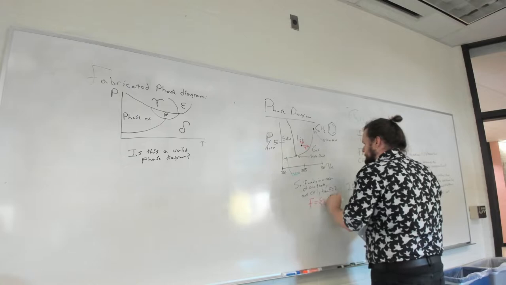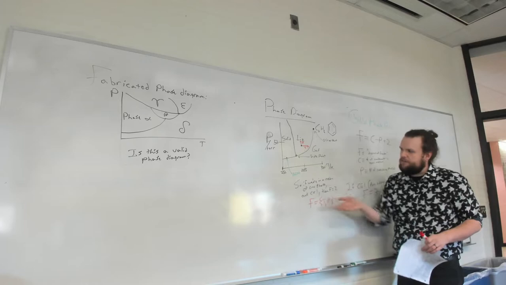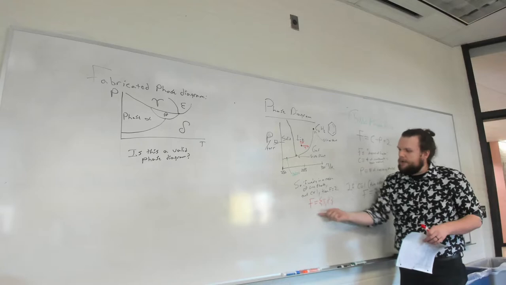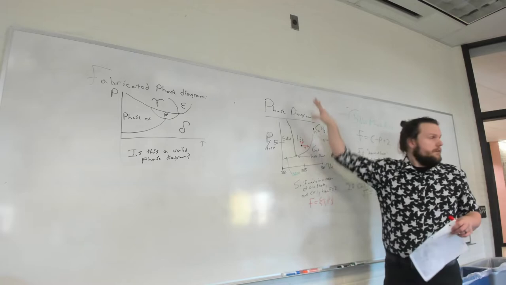So that says that to stay in the region where we are in pure liquid form in a single pure phase, we can move two variables and stay in that phase. We can move temperature and pressure, up or down, left or right, and still stay in the phase, still be able to move through this liquid part of the diagram.